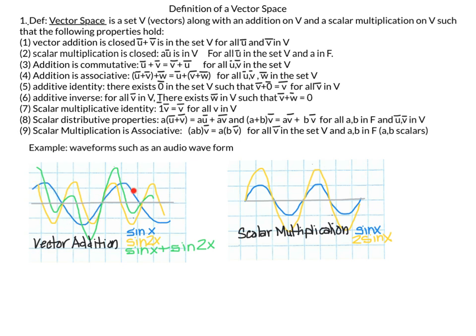So here's a sine wave. Here's our sine x plus sine 2x wave in green. And then in yellow, we have the sine 2x wave. So those three waveforms are three examples of vectors. Now we need to define our vector addition and scalar multiplication. Vector addition is just our wave superposition principle that we have from physics. And we'll illustrate that with our blue wave, the sine x, plus our yellow wave, the sine 2x. When we add them together, we get this green wave, the sine x plus sine 2x.